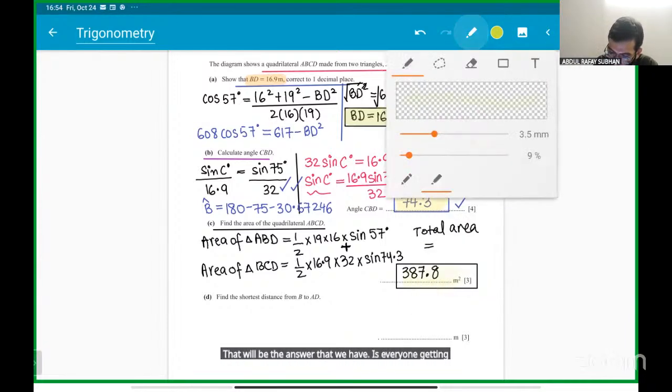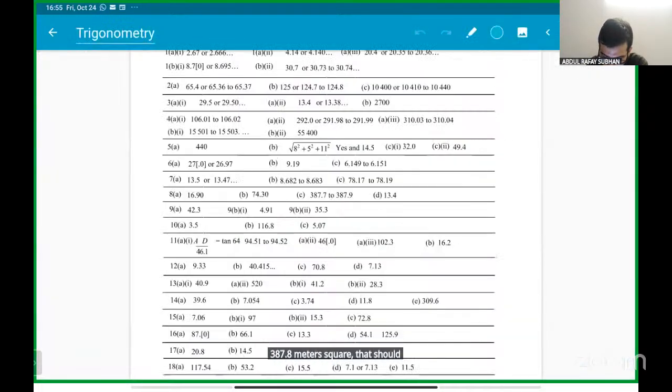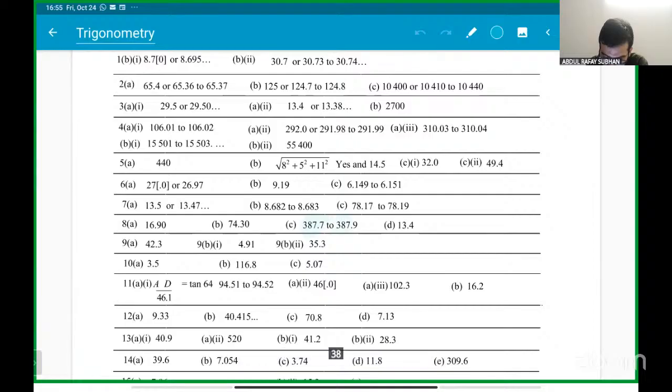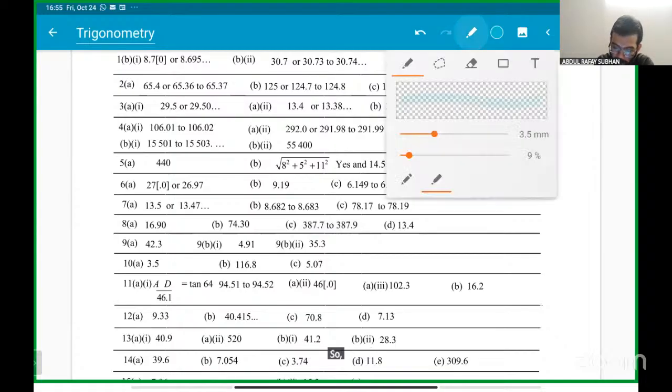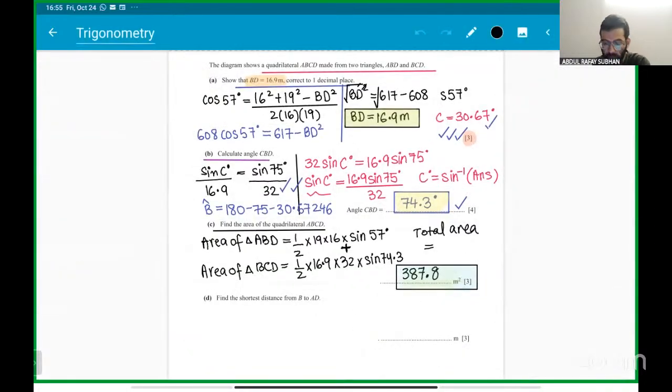Is everyone getting it? Students clear? People got it? So rounded off to one decimal place, 387.8 meters squared, that should be the answer. 387.7 to 387.9: if someone writes 387.7, 387.8, or 387.9, it will be correct. Got the point clear? Understood? Please have a look if this is clear. Hope everyone got it.